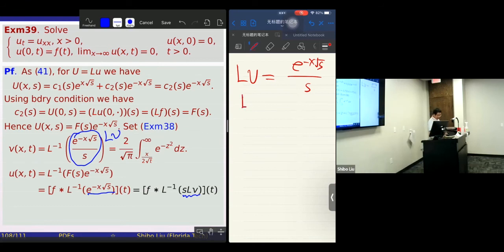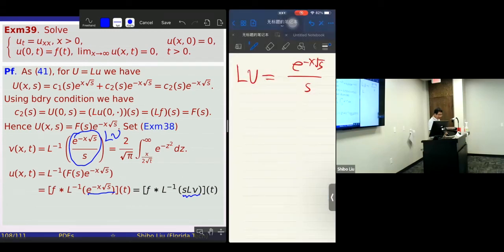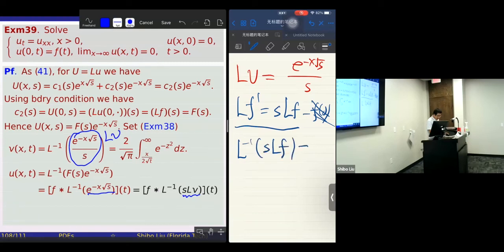We know that L of F prime equals S L of F minus F0. Okay. So we apply this, but F0 is 0, so we do not have that term. If F0 is 0, we have this equality. Then we apply the inverse: L inverse of S L of F equals F prime. Right?